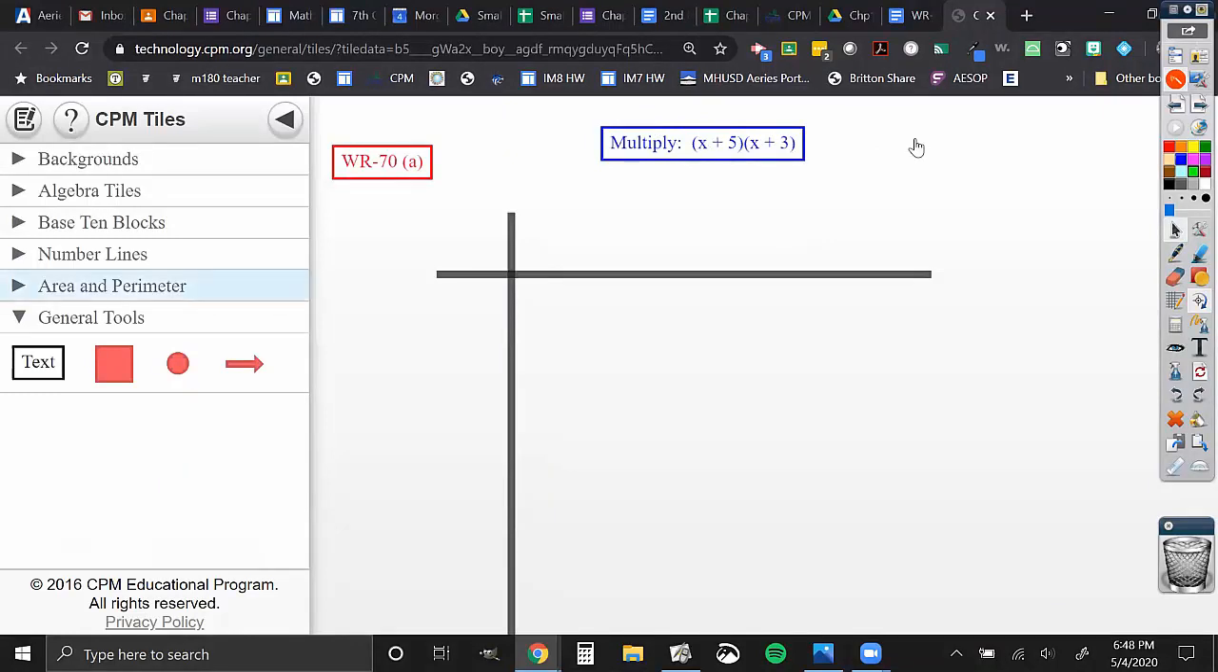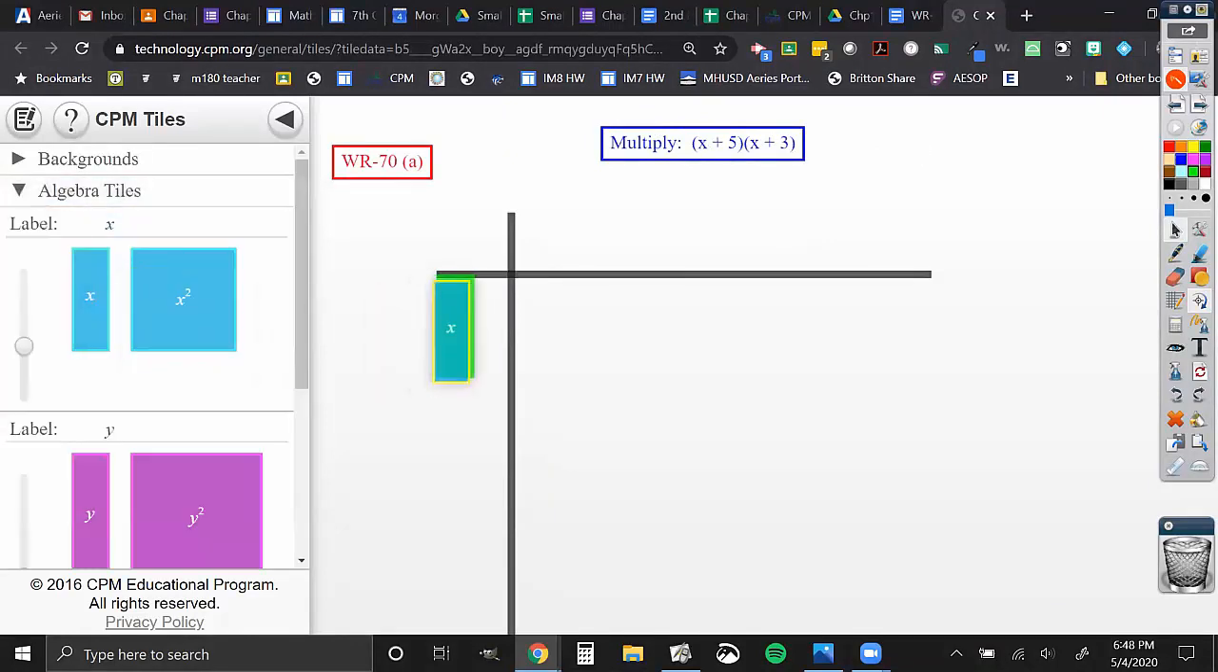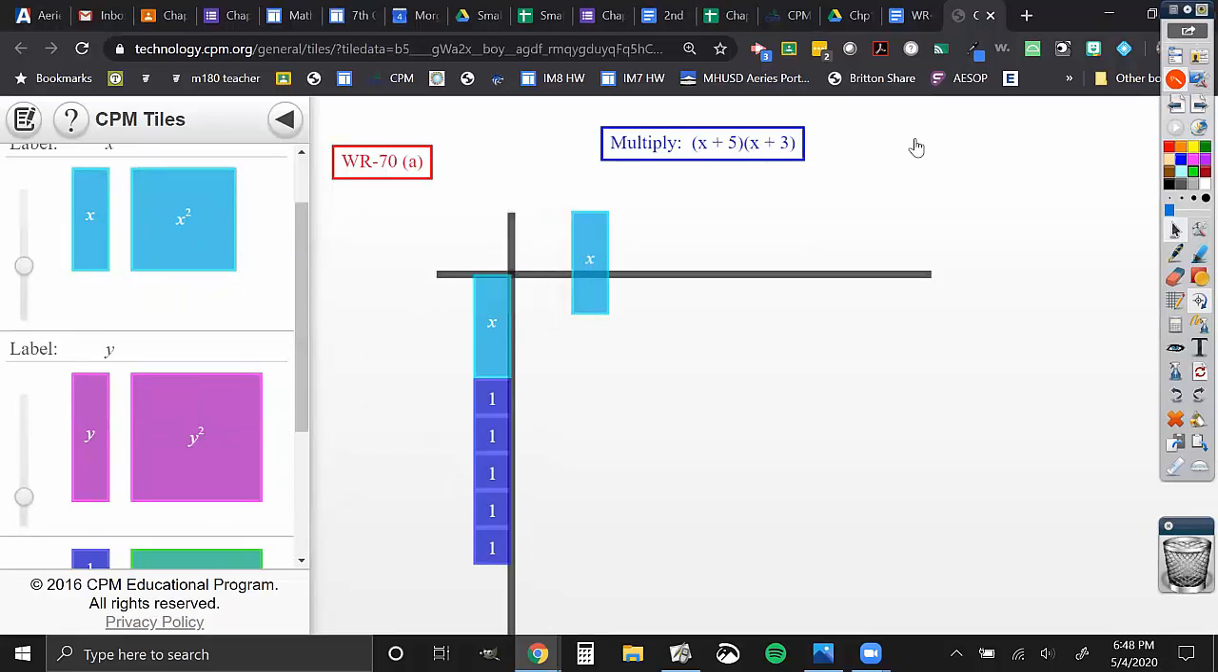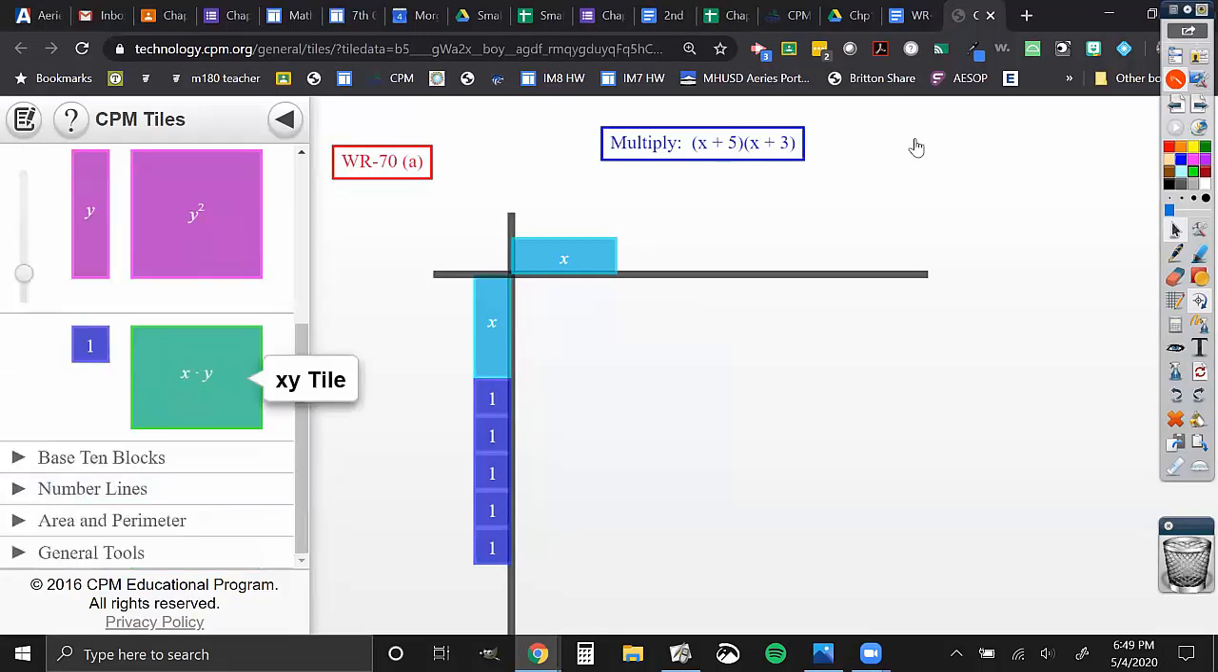All right, so we're going to go up here into our algebra tiles. I'm going to put my x plus 5: 1, 2, 3, 4, 5. Let me fix that a little bit. There we go. And we're going to put our x plus 3 here: 1, 2, and 3. And then we're going to fill in this whole area.